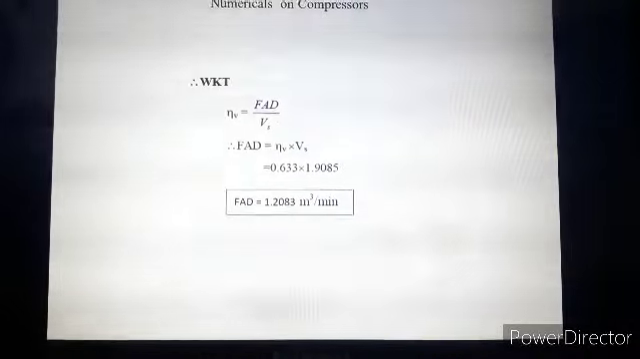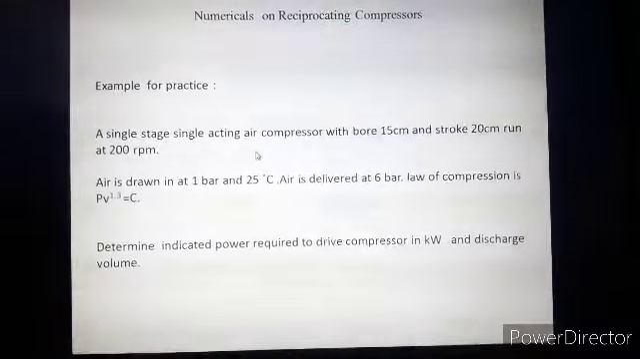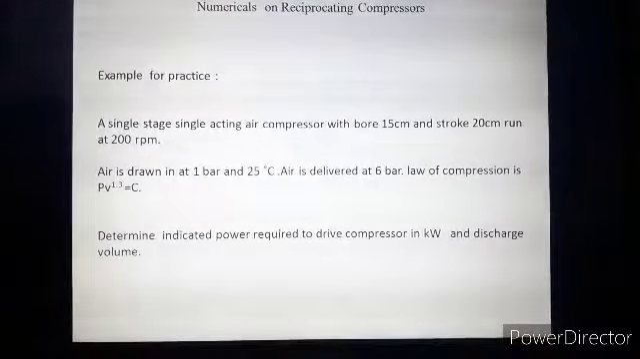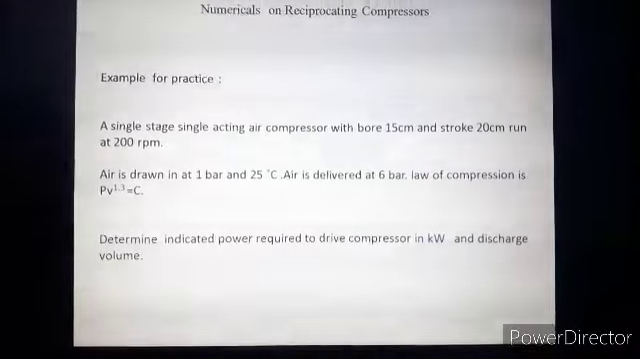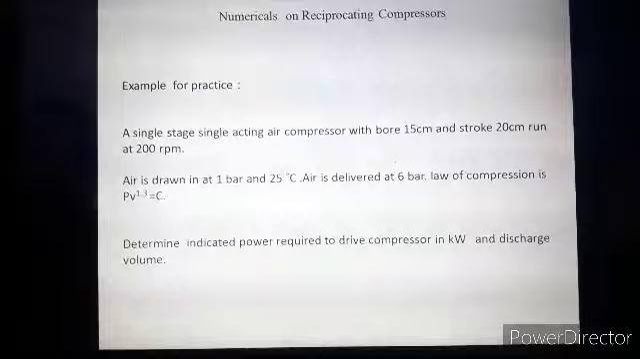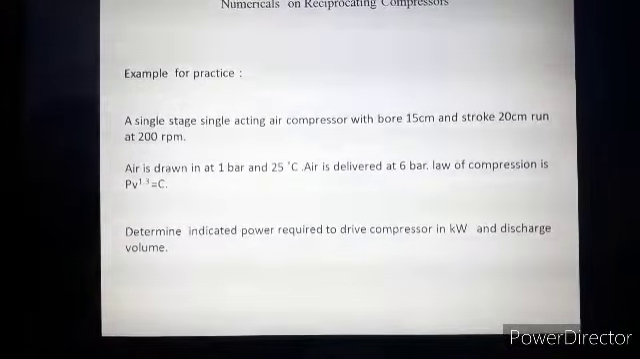Now for the next numerical. We have seen around 3 to 4 numericals on compressor. Now what I will suggest, you must practice some numerical at home. So that's why let us consider one numerical for practice at home.